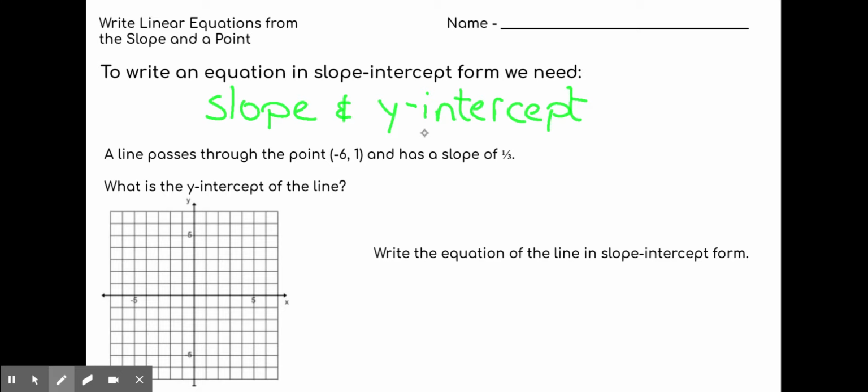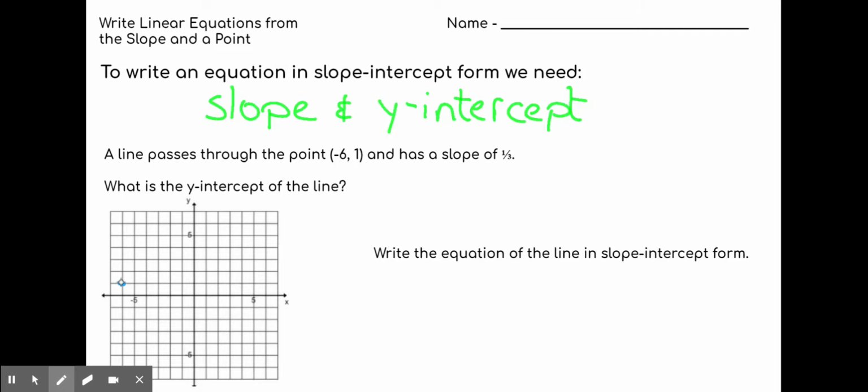equation in slope-intercept form. Now, let's say we know that a line goes through the point -6, 1 and has a slope of 1/3. Could we use that information and find the y-intercept? Well, let's look at the graph. -6, 1 is right here. And I know that the slope of this line is 1/3.